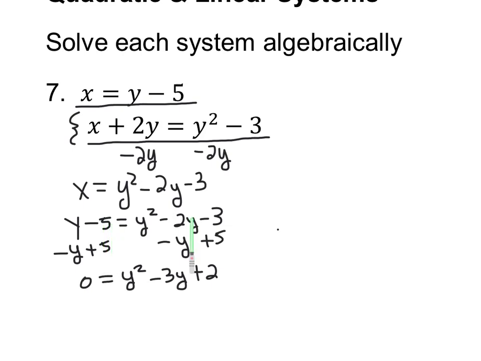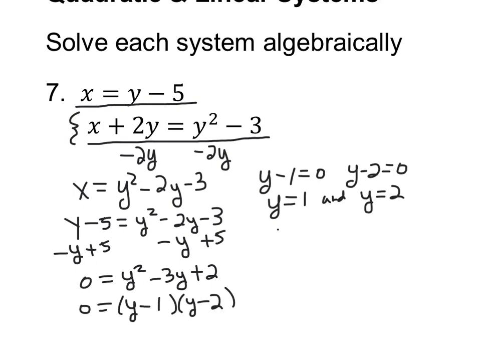Then I finished setting this equal to 0. So I subtracted a y here and added a 5, and I subtracted a y here and added a 5. So I'm setting this equal to 0, which makes this side equal to 0. And this side is equal to y squared minus 3y plus 2. Now I can factor this, and then that's going to give me my two values for y.